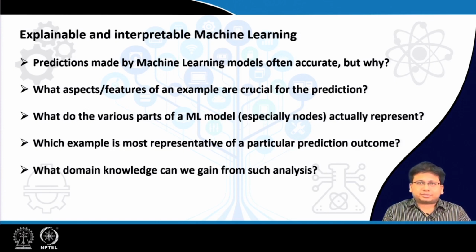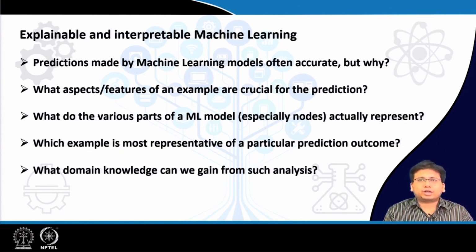Now, these two terms, explainable and interpretable, are often used interchangeably, though they should not be. So, we know that machine learning models often make very accurate predictions. We have seen that in several of the past lectures in this course itself, where we have shown how machine learning models are capable of making very good predictions, much better than what the classical methods would do. But the question might arise why is it so, and which features of a particular example does the machine learning model focus on to make the prediction?